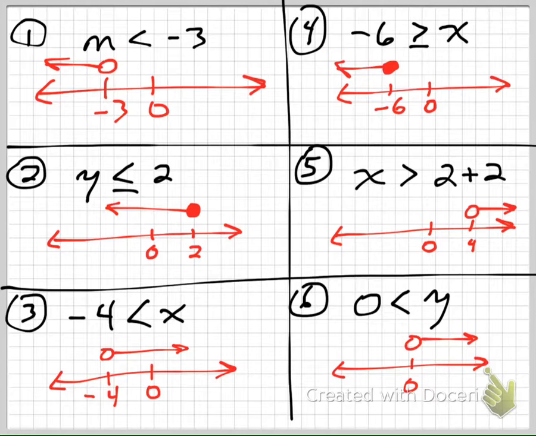Make sense? How many of you got all 6? Which one did you miss? On number 3, I put 4 instead of -4. Okay. I think you guys are going to be fine.